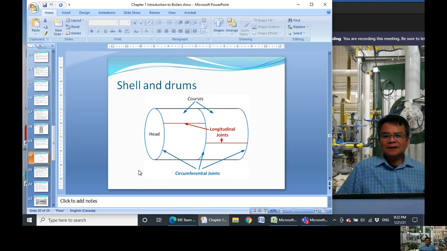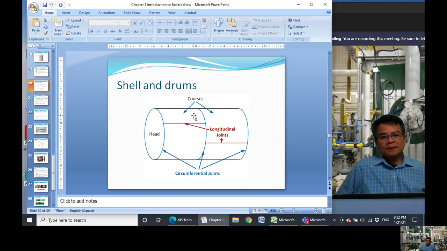Okay, so now this one is the construction of the shell, and it could be the shell of the water tube boiler too. If this one is a water tube boiler, that means this one is a shell. After this is formed, you put the head on both ends, and that will be your drum, a steam drum or the mud drum.